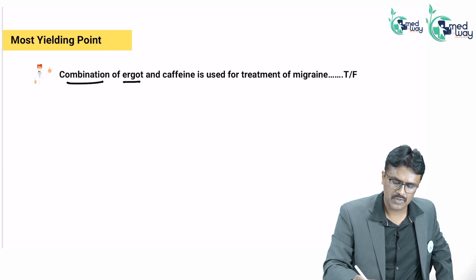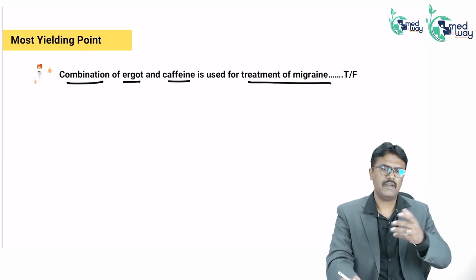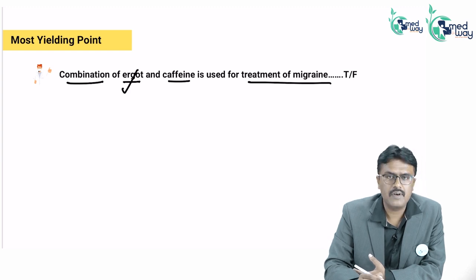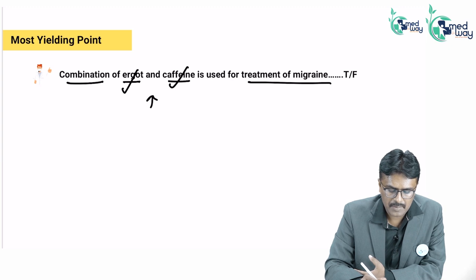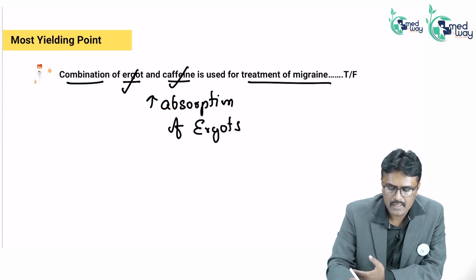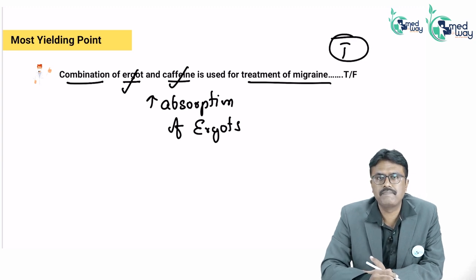Combination of ergot and caffeine is used for treatment of migraine. If you have given treatment for a migraine patient, you can see in the tablet, ergot and caffeine are given together. Why are we adding caffeine? Caffeine increases the absorption of ergot, that is why it has been added. This is a true statement.